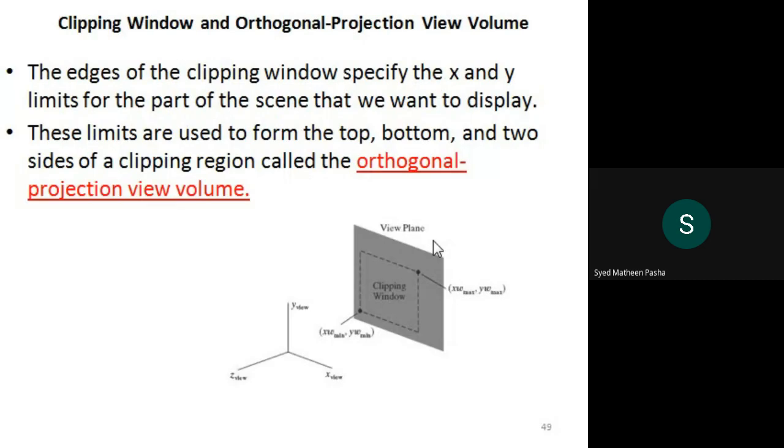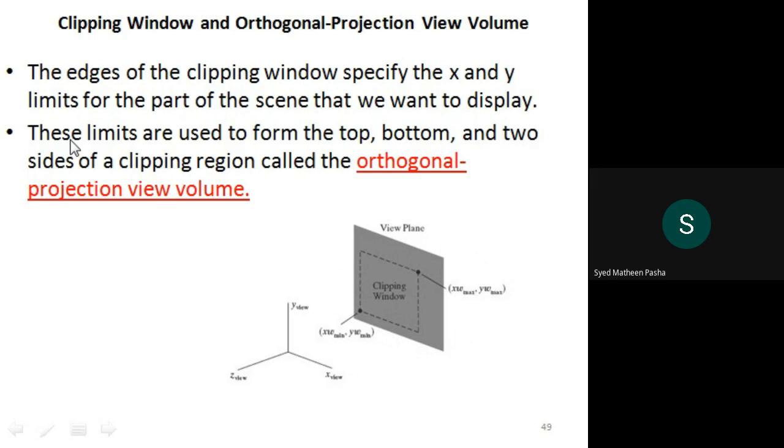Then, with respect to orthogonal projections, there is a terminology called view volume. So, what is this orthogonal projection view volume? Basically, I can call these two the edges of the clipping window, which specify the x and y elements of the scene which can be displayed. With respect to these 2 points, the limits of x and y are set so that these points are used to display the region of the clipping part. I can tell these 2 points specify the region of the clipping part with respect to which it is being displayed onto the view plane.